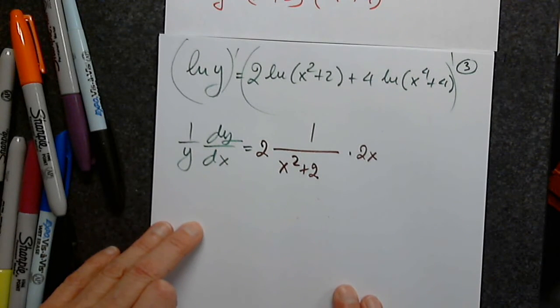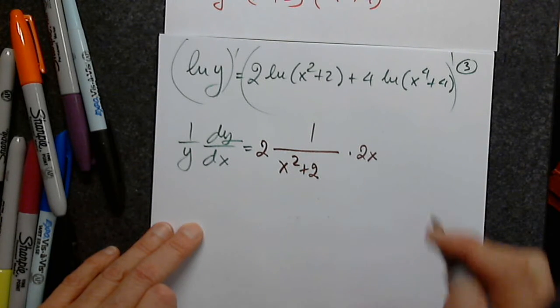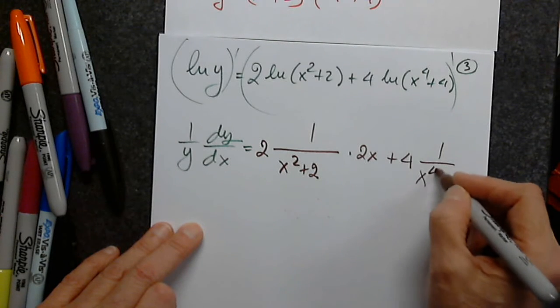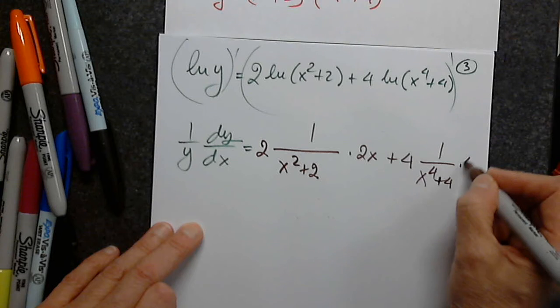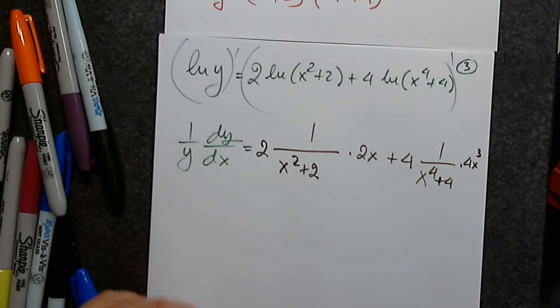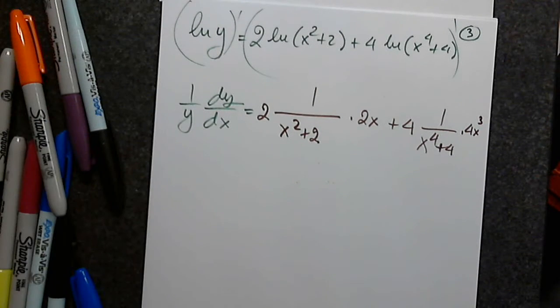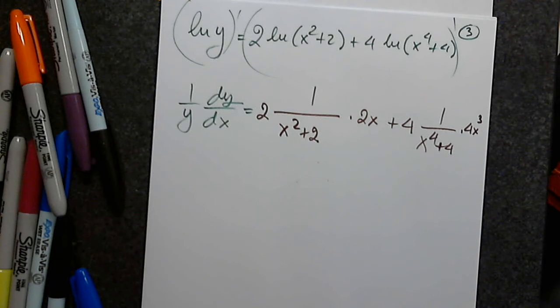Did you write it as 2 over x squared plus 1? Yes, of course. Plus 4, 1 over x to the fourth plus 4 times 4x cubed. I will in a minute. I just wanted everyone to see where it's coming from. But yes, of course, I accept that. You don't have to do it in 2 steps. I'm fine if you do it directly in 1 step.